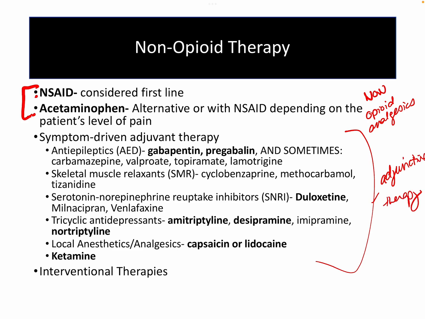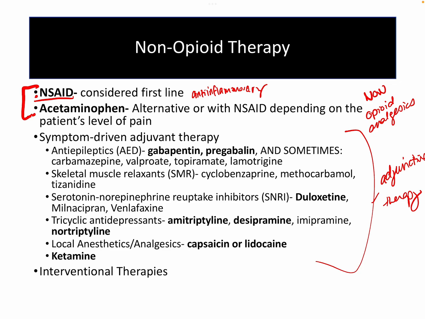And depending on the adjunctive therapy, you may use them in different ways. NSAIDs have been shown to be a little bit more effective in pain management. They also have those anti-inflammatory properties along with analgesic properties. So that's another reason why they may be used first line. However, some patients may not tolerate an NSAID, and Tylenol can be a good alternative therapy.